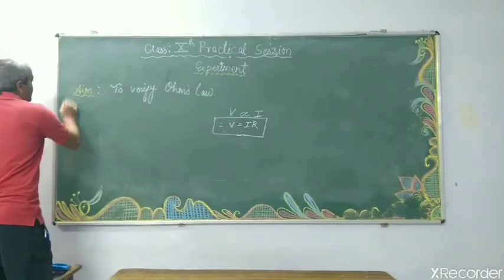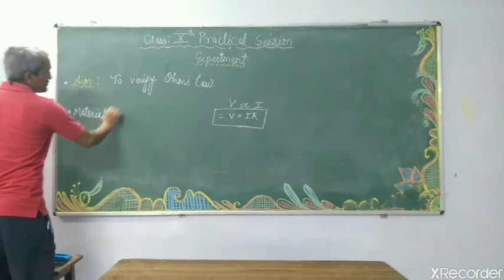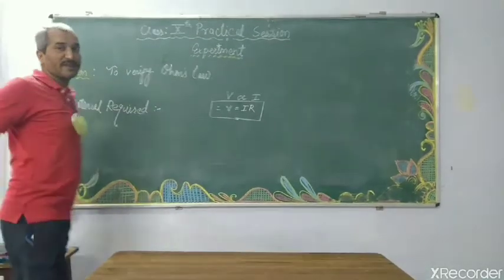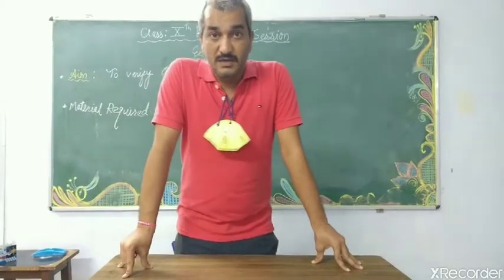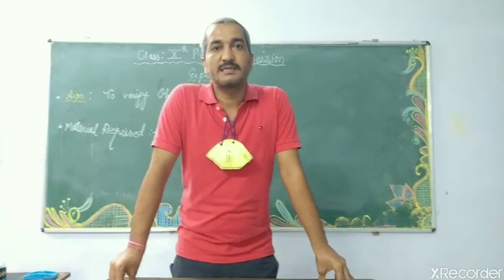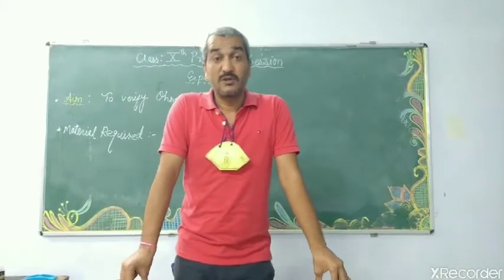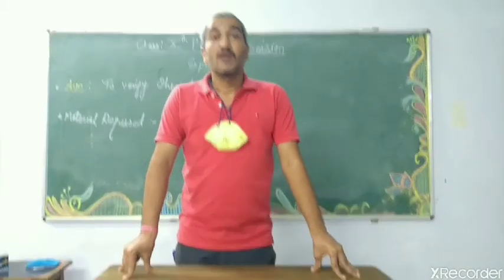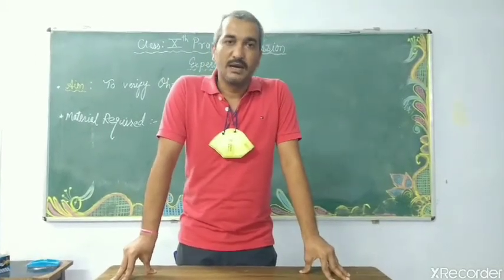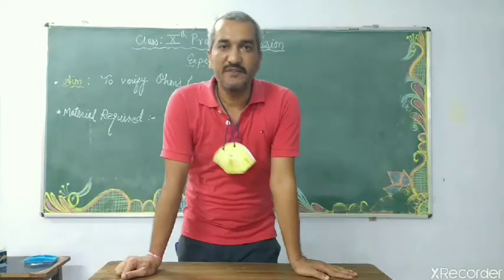Then the second point is material required. So what materials are required here? The wire for connecting to complete the circuit, a variable resistance, that is called a variable resistor, and a load, or we can say a known resistance, then an ammeter and a voltmeter, and a source of electricity which will be provided by an electric battery. These are all the materials which are required for verifying Ohm's law.